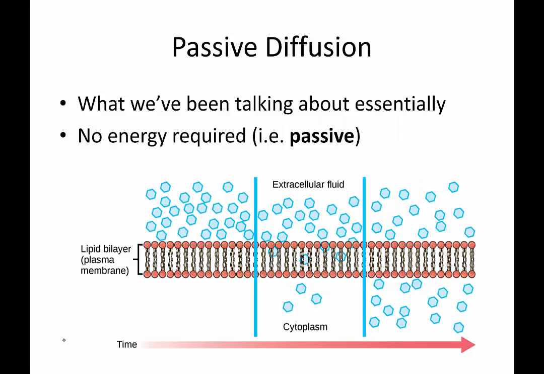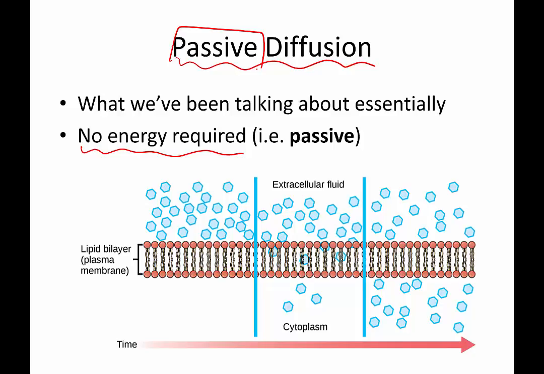So really what we've been talking about is passive diffusion. That's the more correct technical term for what we've been discussing. Diffusion is just the movement of solutes in a solution, but passive diffusion is really relating it to the actual cellular function. It uses the term passive because it requires no energy input by the cell. No ATP is used, so this is a passive function.